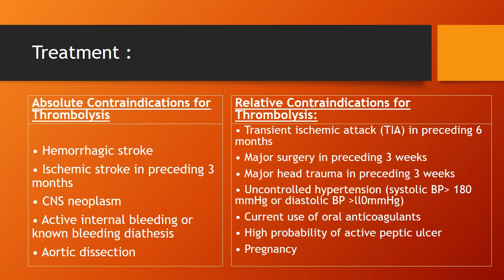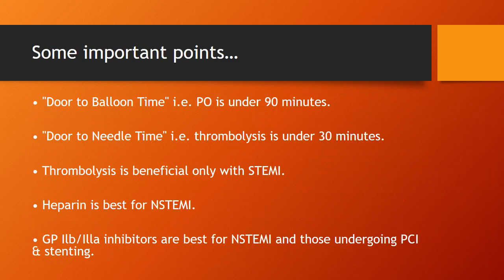The relative contraindications may include transient ischemic attack in the preceding 6 months, major surgery in the preceding 3 weeks, major head trauma in the preceding 3 weeks, uncontrolled hypertension, that is systolic BP of more than 180 millimeter of mercury and diastolic BP of more than 110 millimeter of mercury. Current use of oral anticoagulants, high probability of active peptic ulcer, pregnancy, these all are relative contraindications.